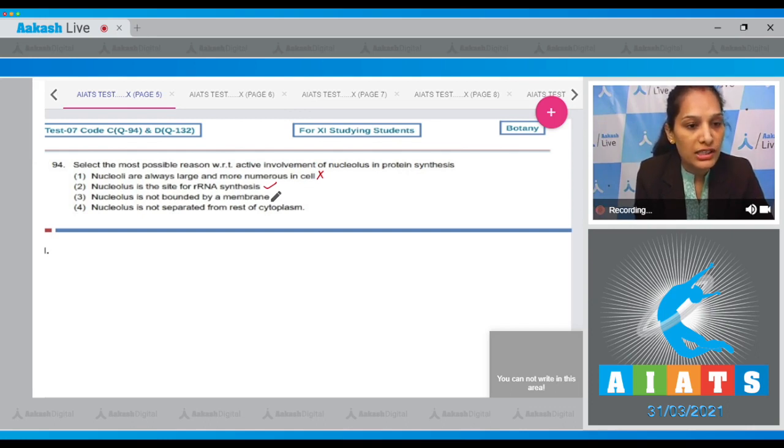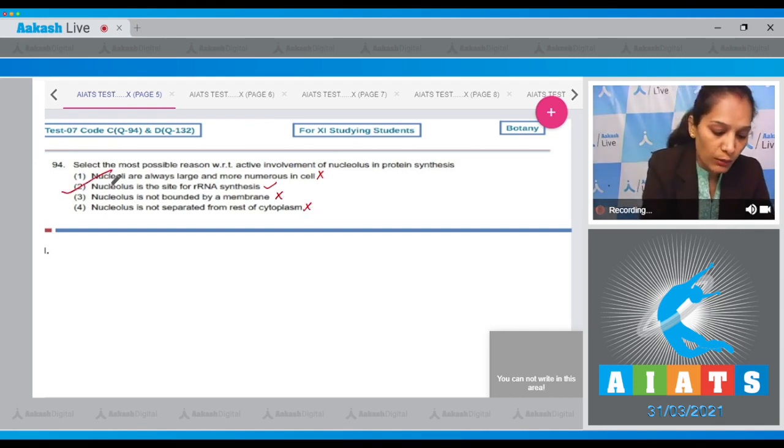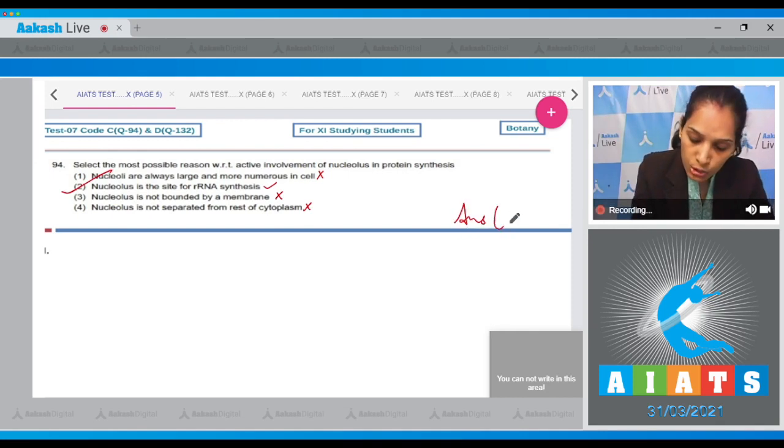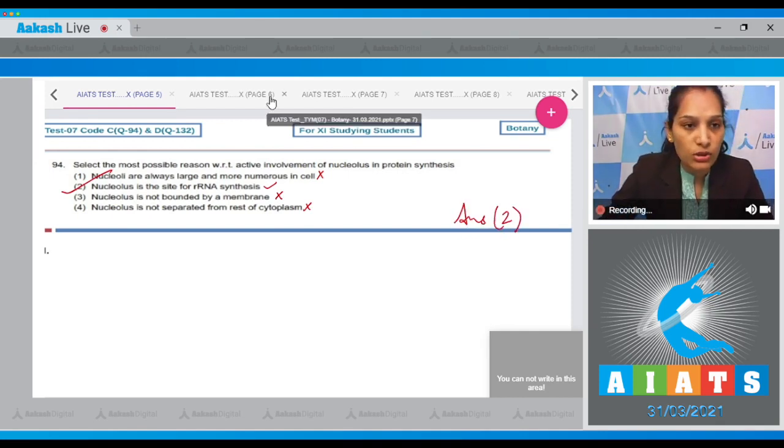Third, nucleolus is not bounded by any membrane. This is not the reason, although the statement is correct. Fourth, nucleolus is not separated from rest of the cytoplasm. This is not the correct answer. So the correct option for the given question is option number 2. Let's move to the next question.